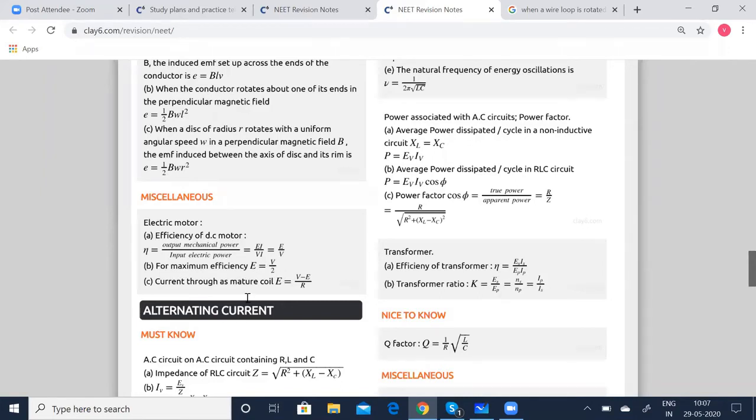Current through the armature coil, I is equal to V minus E by R, where you know the armature is the axis which rotates the coil. So current through the armature coil is given as I is equal to V minus E by R.